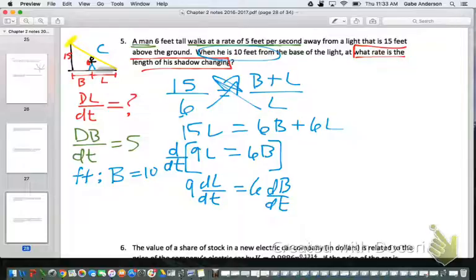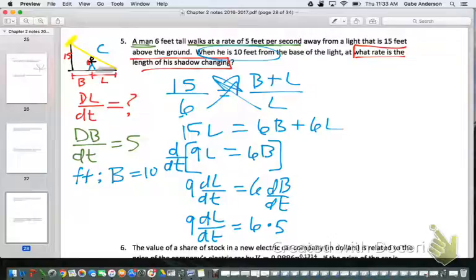So I'm going to go ahead and write that down. I'm going to say 9 times dL dt equals 6 times 5. What seems to be weirdly missing from this? What do we need to be able to plug in our freeze frame moment? A B. Doesn't there need to be a B in there somewhere? Did we mess this up? Did we accidentally forget where the B should be or something? We didn't make any mistakes, did we?